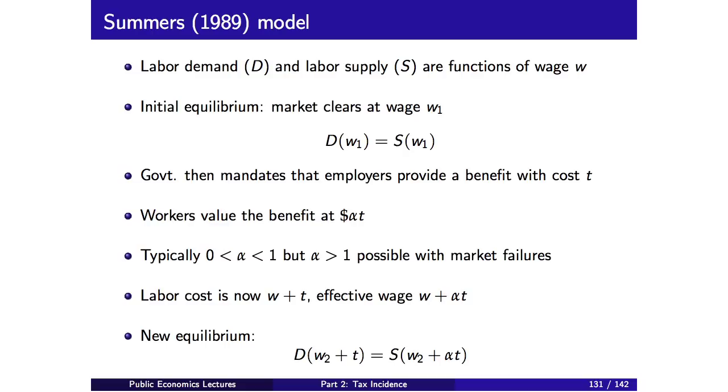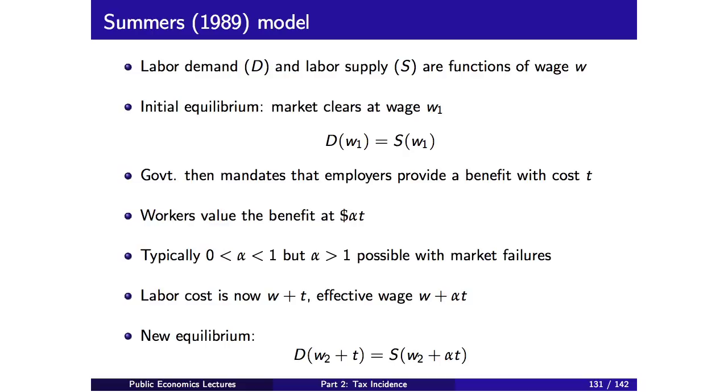So if you don't like the lunch, alpha might be very small, and if you value the lunch at cost, alpha might be 1, right? And it's also possible that you might have alpha greater than 1. Now, in the context of lunches, that would be kind of weird. Why would you value a sandwich at more than what you could have bought it at? But in the case of market failures, that's actually plausible, right?